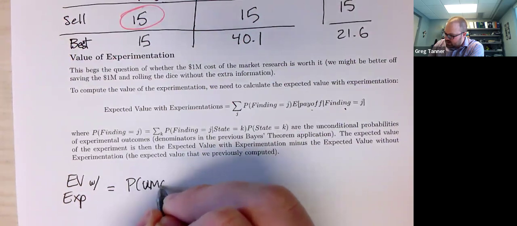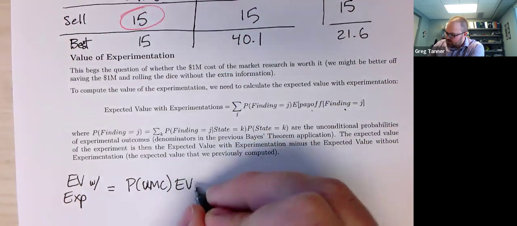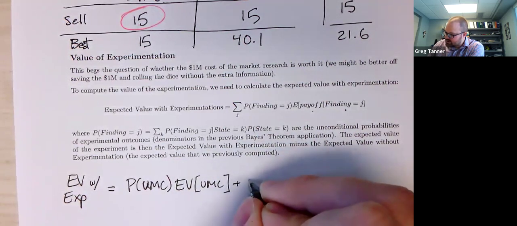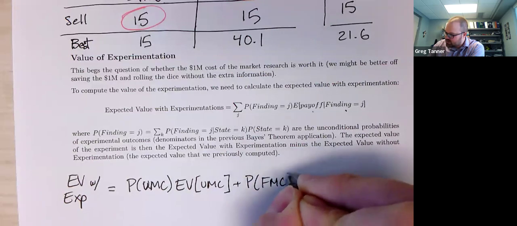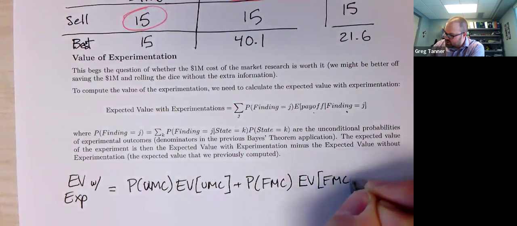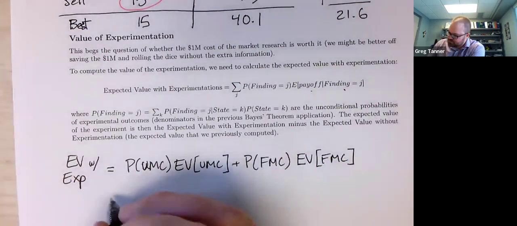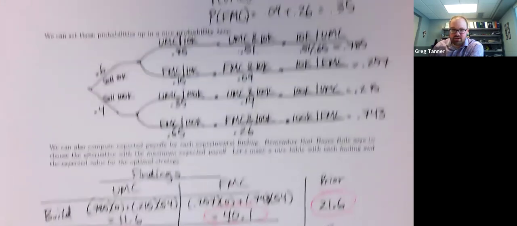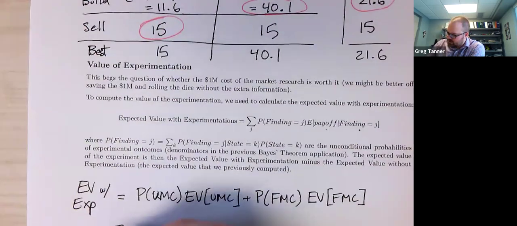So computing that expected value with, I'll abbreviate EXP for experimentation, is going to be the probability of an unfavorable market condition times the expected value under an unfavorable market condition, plus the probability of a favorable market condition times the expected value of a favorable market condition. And these two are for the best alternative, is what I'll say there. And so this is going to be the probability of an unfavorable market condition. We computed up here to be 0.65 for that finding.